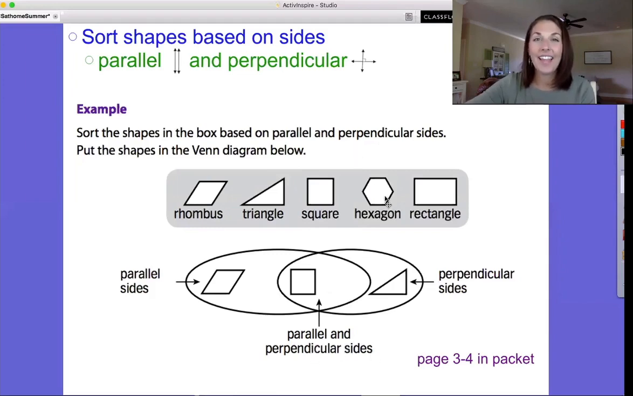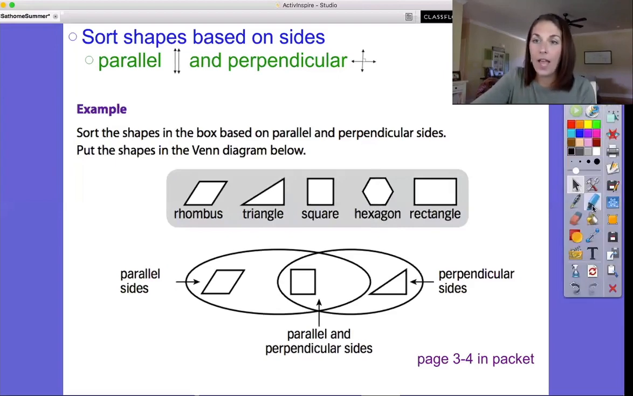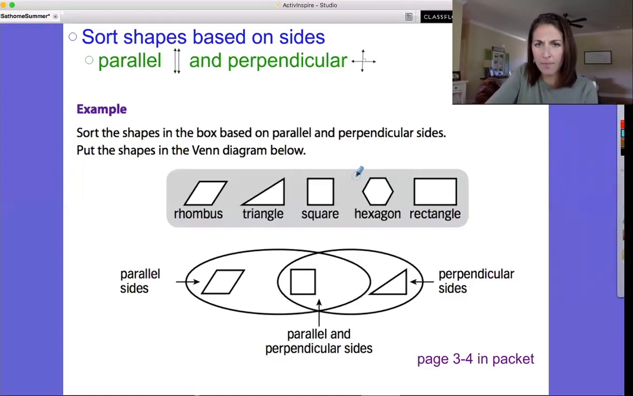All right, let's look at the hexagon. So when I look at the hexagon, I'm looking for opposite sides first because I want to see if those sides are parallel. So let's go ahead and look at the top and bottom. If I extended those two sides, would they ever intersect? No.